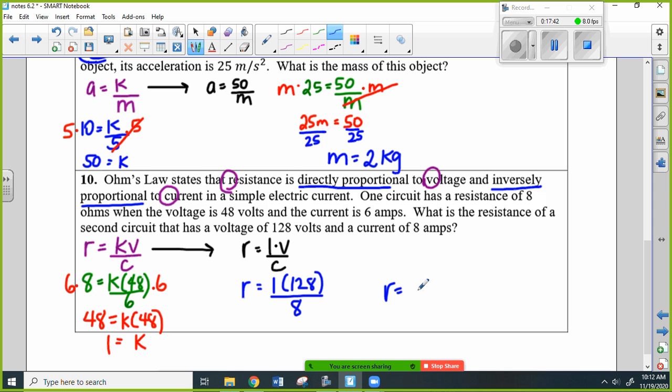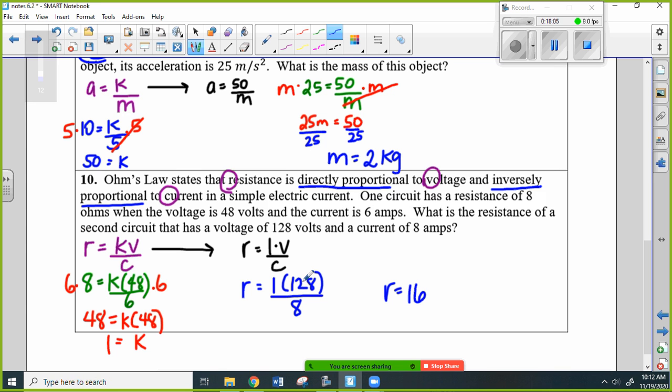All right, anybody want to type their answer in real quick? 128 divided by 8. Good. Anybody else? Give you a quick second. Oh, yes. Thank you, guys. Okay. You got 16. Very good. Awesome.